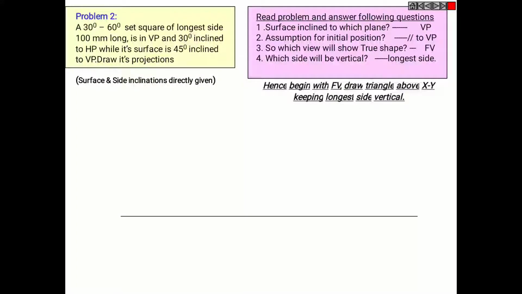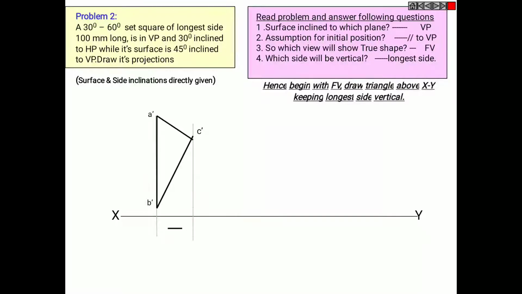So taking an XY axis line, drawing a triangle with a 30 degrees and 60 degrees set square of longest side 100 mm long in VP, which is A dash, B dash and C dash. By taking the projections it looks like a straight line, since the surface is parallel to VP and perpendicular to HP, so it looks like a straight line in the horizontal plane. So one side is AB and the other side is C.